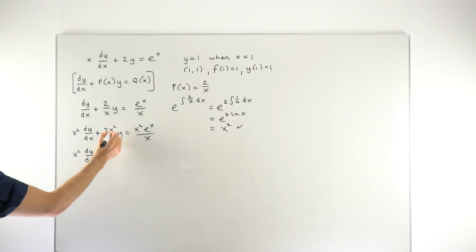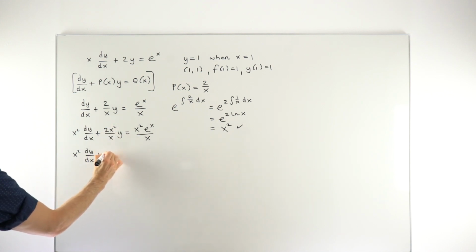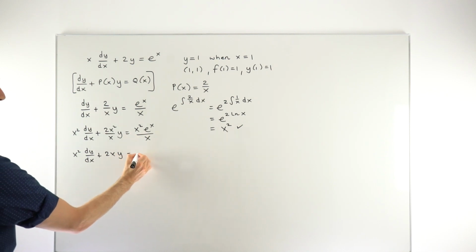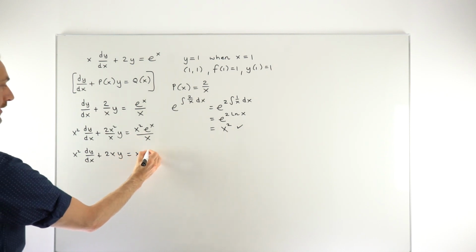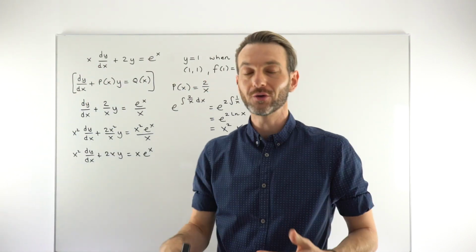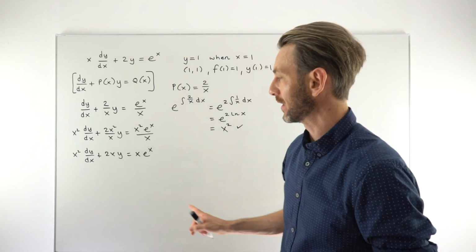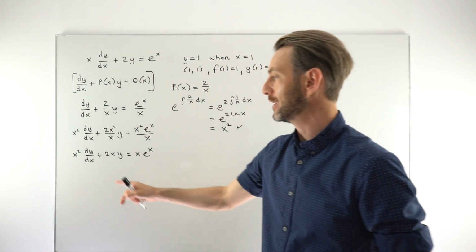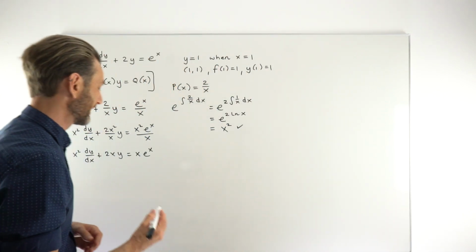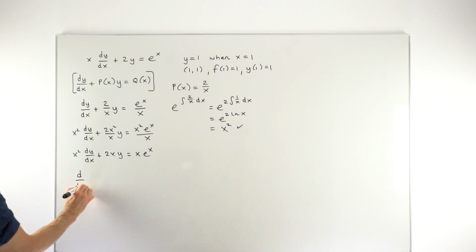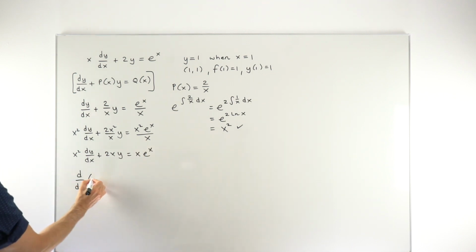The next term we can divide top and bottom by x to give us just 2x times y. And then on the right hand side we can divide top and bottom by x just to leave us with x e to the x. But we know that the whole point of multiplying through by the integrating factor, the whole method here, is such that when we do that, the terms we get here can then be compacted into the derivative with respect to x of the integrating factor, which was x squared, whatever your integrating factor is, times y.